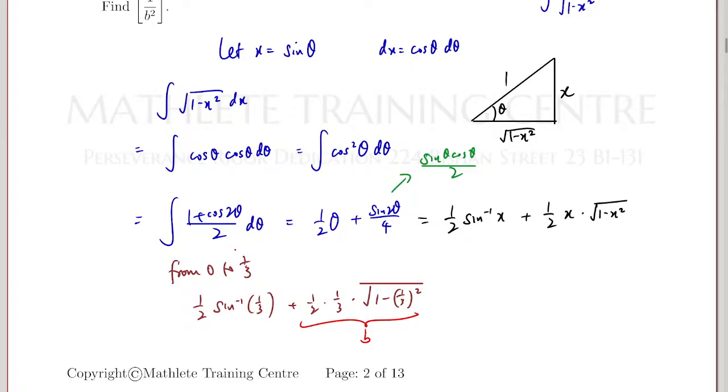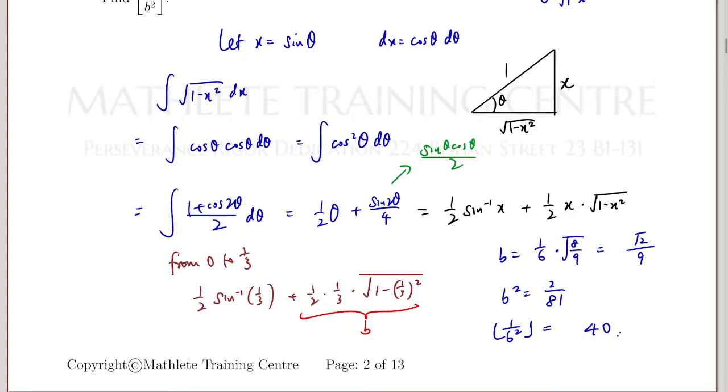So then once you calculate it out, we can see that here b will be equal to 1 over 6 times the square root of 8 over 9. When you simplify it, it will be equal to square root 2 over 9. And that means that b squared will be equal to 2 over 81. And so 1 over b squared rounded down is exactly 40, because it is 81 over 2 rounded down. Yeah, so this is the idea.